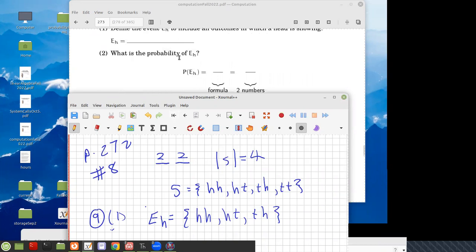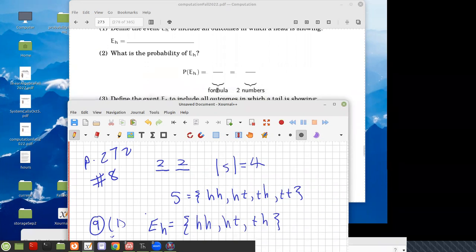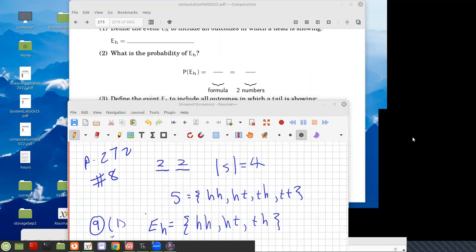Okay, and then you want to know what is the probability of this event. And it's asking for 2 things: a formula, and then a ratio. It's going to be a fraction in both cases. Here's a formula, and here are the 2 numbers. So let's take a moment, and you can pause your playback, that is, and work this out.